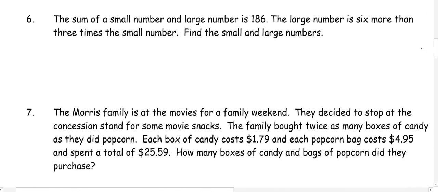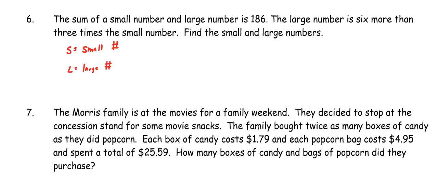Number 6, the sum of a small and large number is 186. The large number is 6 more than 3 times the small number. Find the large and small number. So if we're finding the large and small number, we're going to say that S is going to equal our small number, and we're going to say that L is going to equal our large number.